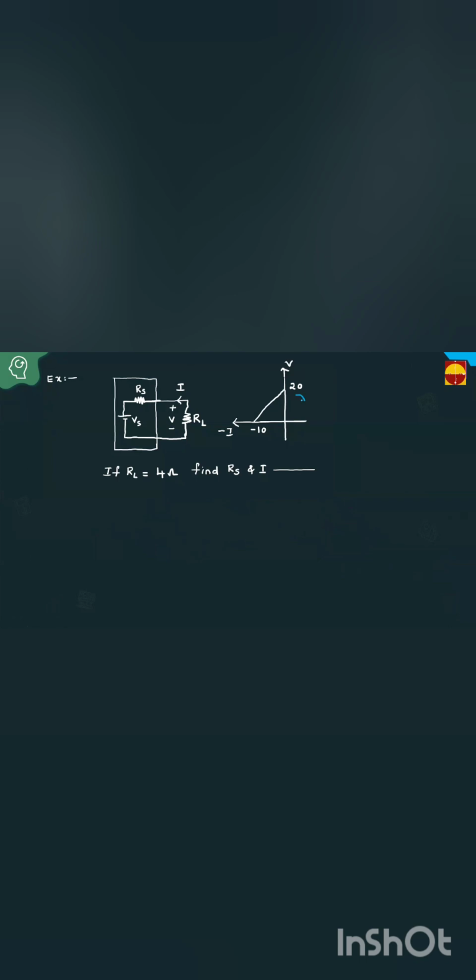This is the voltage axis. On the y-axis, 0 comma 20. This is Vs. And this is the current axis. On the x-axis, minus 10 comma 0. This is Is. Then you have to find what is Rs equal to. Rs equal to 20 by minus 10.